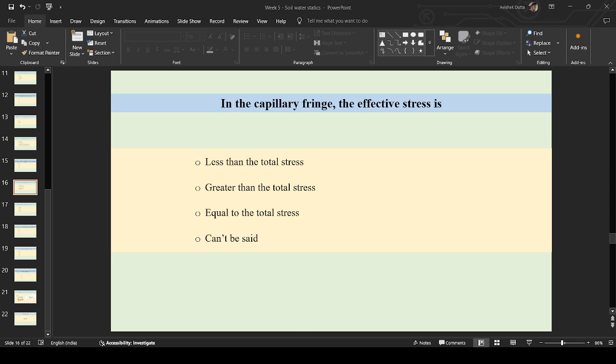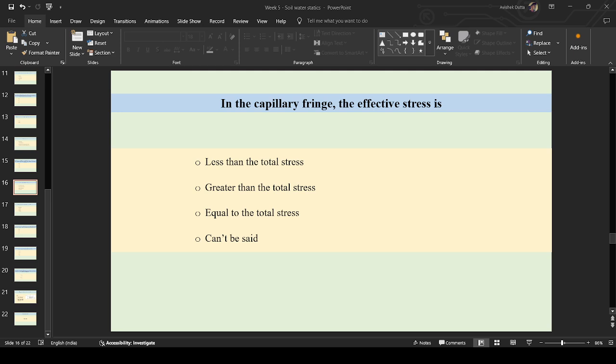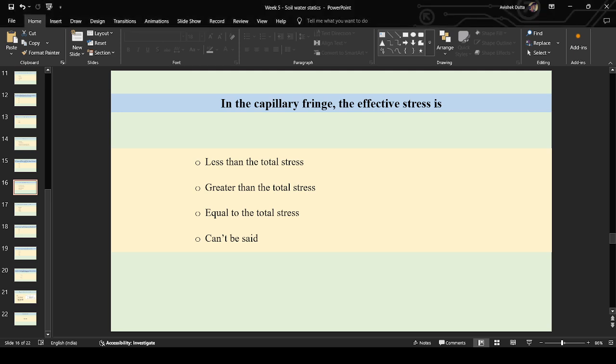The question has changed here. In the capillary fringe, the effective stress is: first option, less than the total stress. Second option, greater than the total stress. Third option, equal to the total stress. Last option, can't be said.